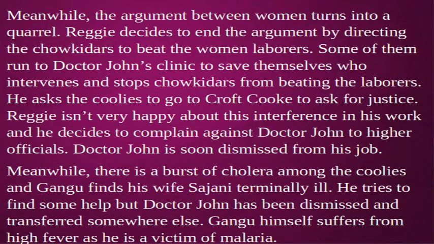Meanwhile, the argument between women turns into a quarrel. Reggie decides to end the argument by directing the chowkidars to beat the women labourers. Some of them run to Dr. John's clinic to save themselves, who intervenes and stops chowkidars from beating the labourers. He asks the coolies to go to Croft Cooke to ask for justice.